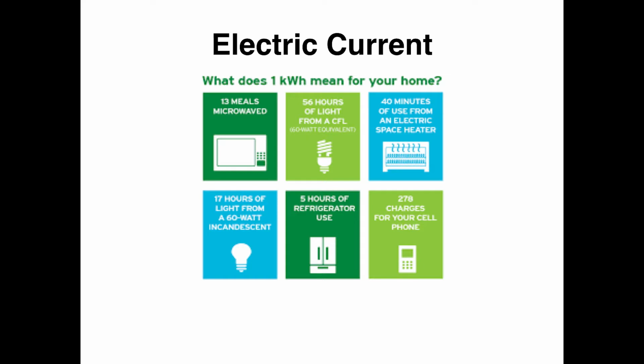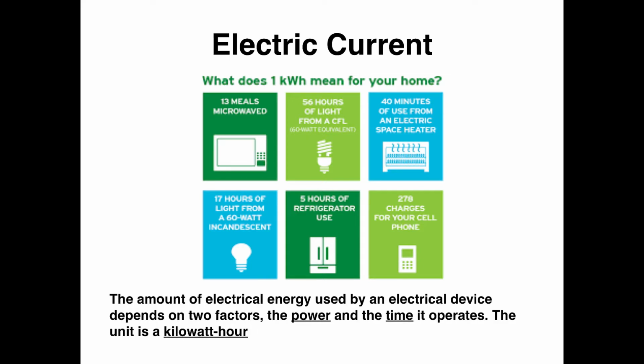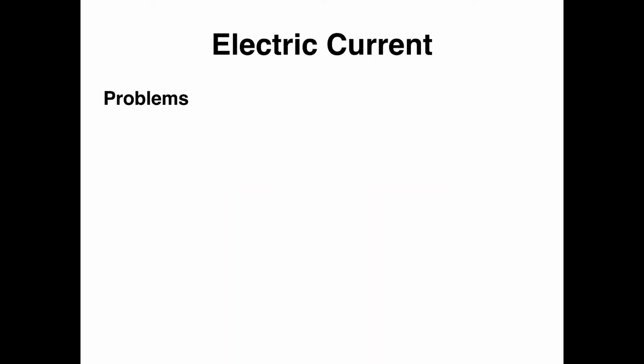But what does this mean? Well, the amount of electrical energy used by any device is dependent on two factors: the power and the time in which it operates. And so the unit for electrical energy is kilowatt hours. So let's take a look at a couple of problems with the principles that we have just talked about.